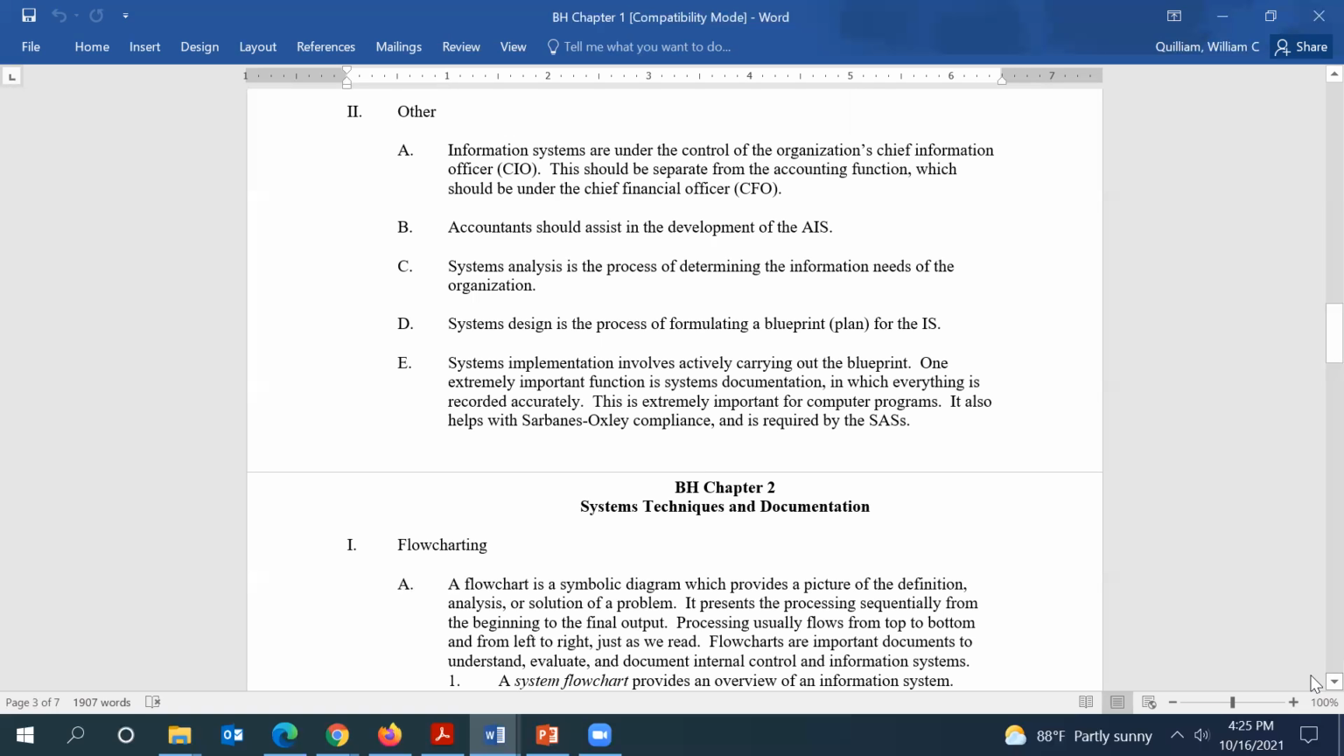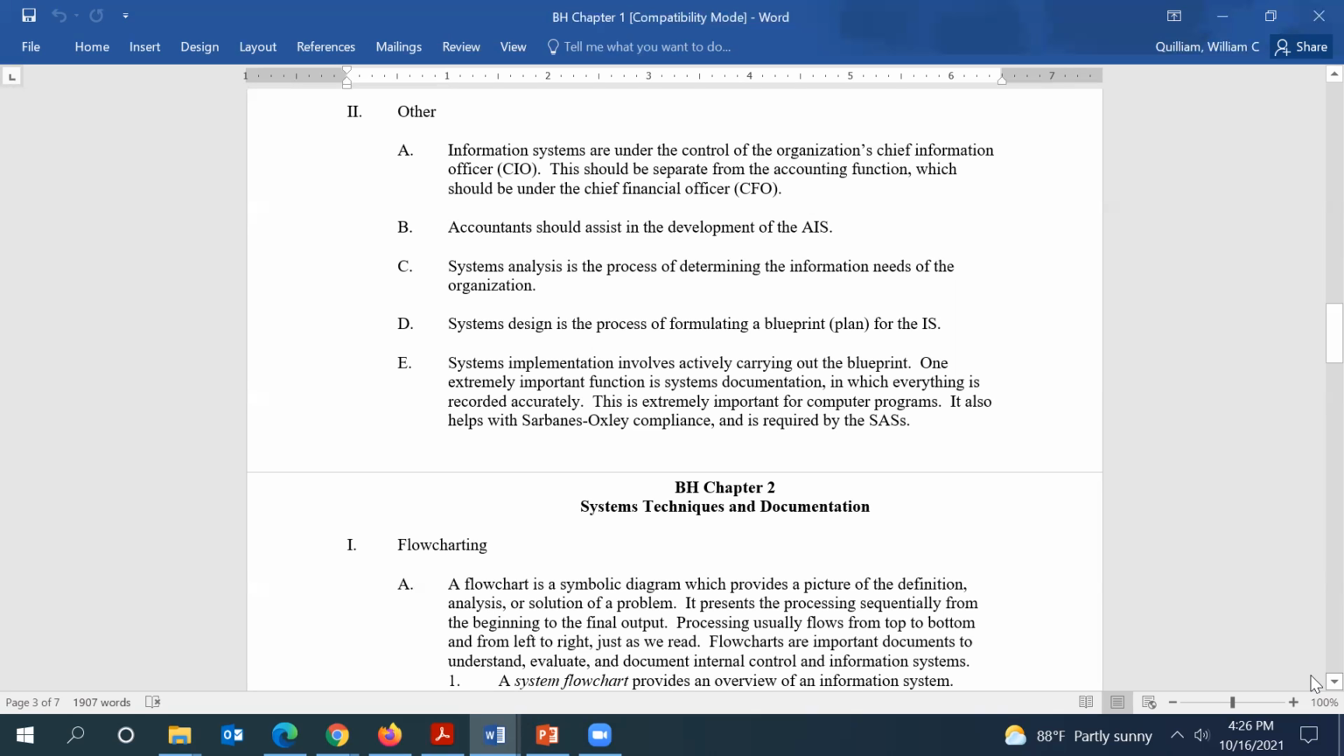Then C, systems analysis. It's the process of determining the information needs of the organization. So we should be familiar with that term, and the term in D, systems design. Process of formulating a blueprint or plan for the information system. So systems design is drilling down more and coming up with specific plans. And E, systems implementation, involves actively carrying out the blueprint. So putting those plans into action.